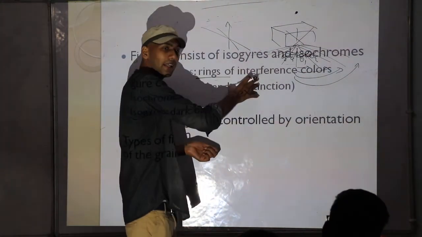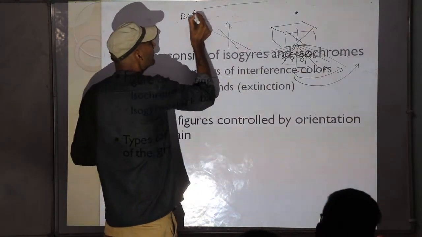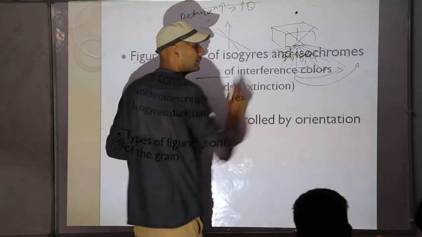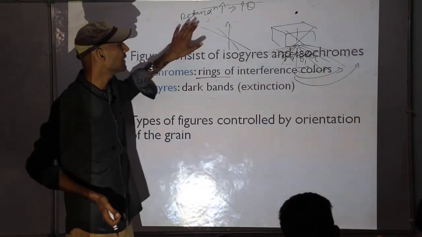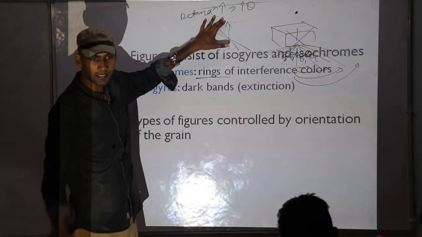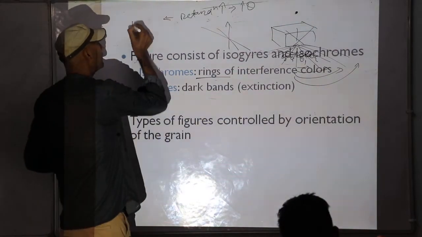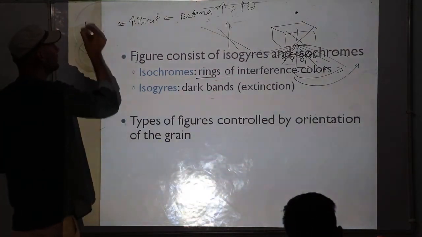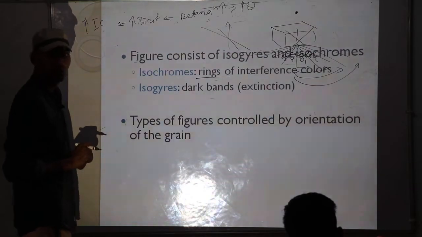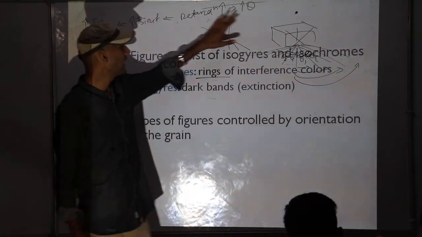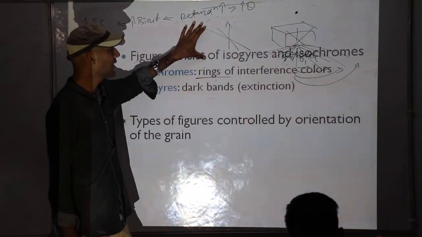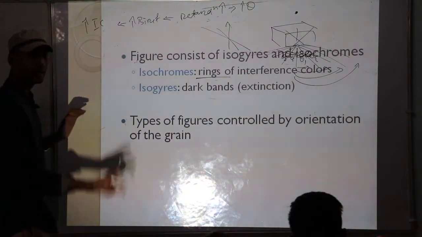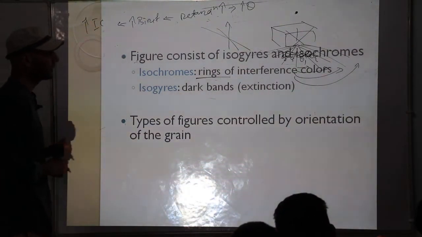So the path difference will increase. The retardation will increase with increase in theta, right? With increase in angle, the retardation will increase, and with increase in retardation, there is increase of interference color. If theta increases, the ray will pass more distance through the crystal, so the birefringence effect is higher and the mineral shows higher order interference color.